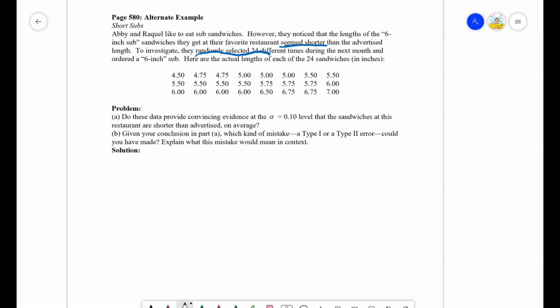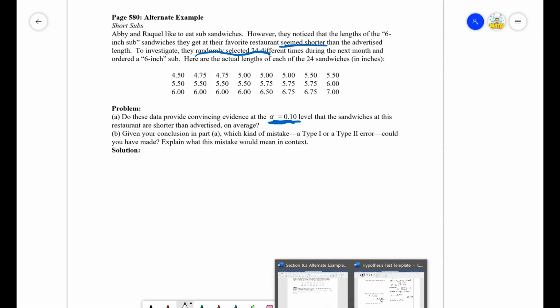So when I come back to the original problem, notice that alpha was 0.1. That's a pretty high alpha level. Remember, the 0.1, 10%, means that if you did this test many times, then 10% of the time you're going to conclude that the sandwich shop is making sandwiches less than advertised, and you're going to actually be wrong if the null hypothesis is true. So that's a pretty large alpha value. Usually you want to use 5 or 1%.